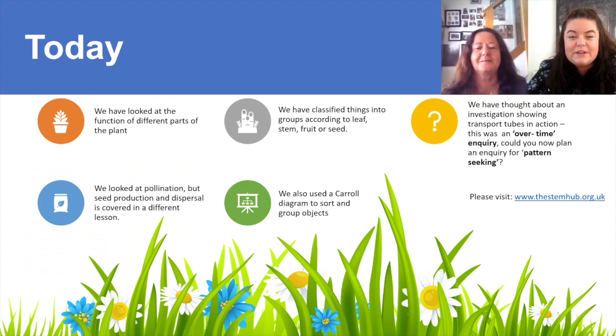In this session, we've learned about the functions or jobs of different plant parts. We have grouped these varying plant parts and worked on an investigation. We've used a Carroll diagram to sort and group different fruits and things that you might in the past have called vegetables. We also looked at pollination because the flower is very important in the next generation seed production. And you can also check out the environment activities on the STEM Hub website.